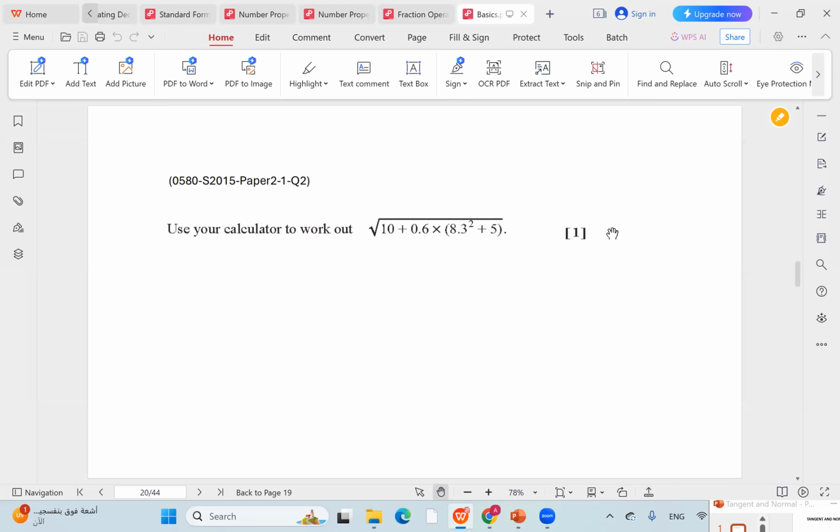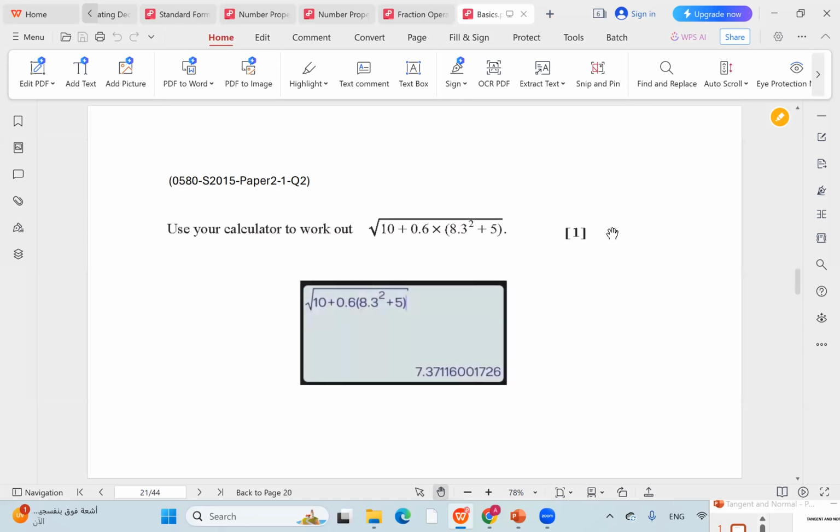So again, the idea here is to be able to write this correctly onto the calculator. It looks something like this. Make sure that all the numbers are written within the square root. So your calculator cannot look like this, for example. This is a common mistake, where the square root is only including the 10 without including the rest of the expression. So make sure that the entire expression is written correctly, properly, under the calculator.